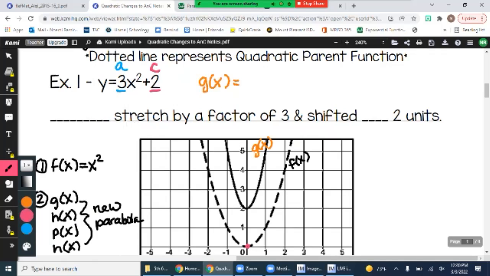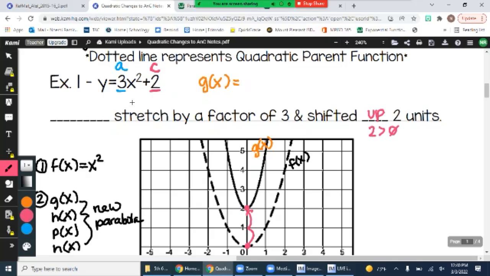My y-intercept for the parent function is 0, and the new y-intercept is what? 2. So what happened? It went in what direction? It shifted up 2 units, and that is because 2 is greater than 0. It starts at 0, moved up to the number 2. If 2 is greater than 0, it's moving up.